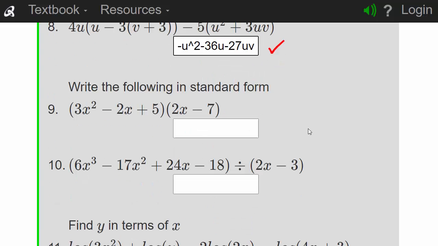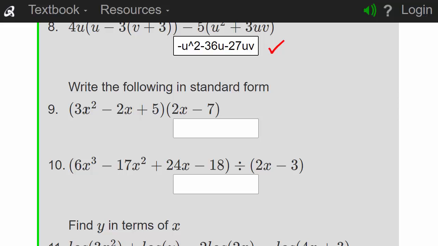Question 9. Write the following in standard form. Standard form for a polynomial is descending powers of x. So this is in standard form. It's x squared, then x to the 0. This is in standard form because it's x and then a constant term.